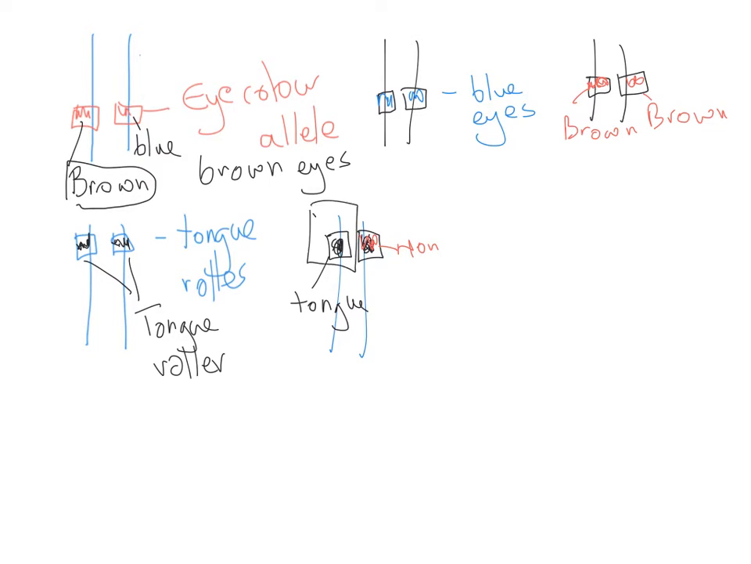Then the tongue roller is known as the dominant gene. It's just because that's known. And because that dominant gene is there, it masks what is known as the recessive one. And so the individual here is known as a tongue roller.